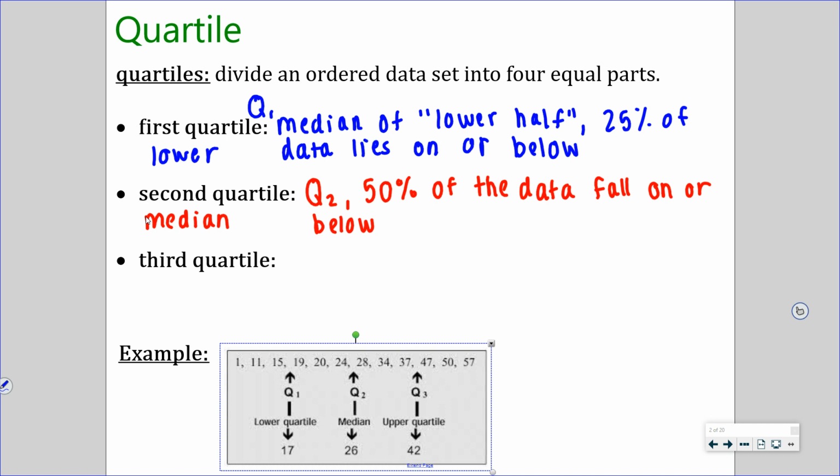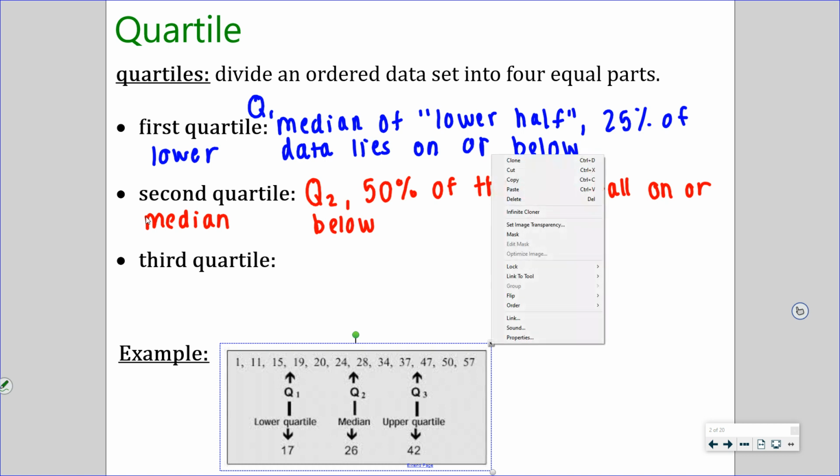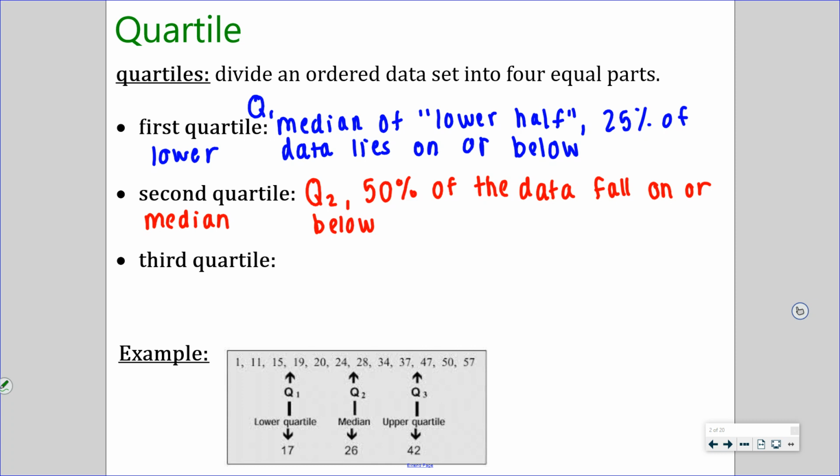Okay, so for the first quartile or the lower quartile, after we find the median, we just take our bottom half and calculate the middle of that. So if your lower quartile, like in this data set, is 17, then 25% of your data lies on 17 or below. Hence the quartiles. So here's the median, the second quartile.